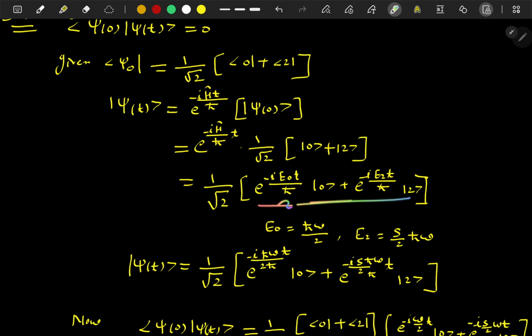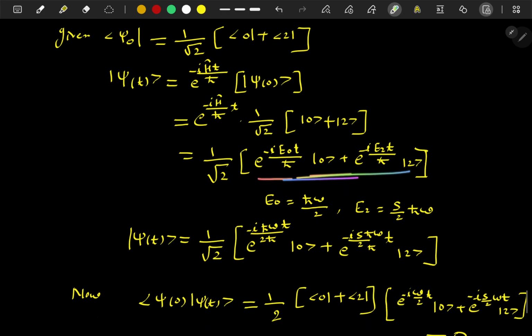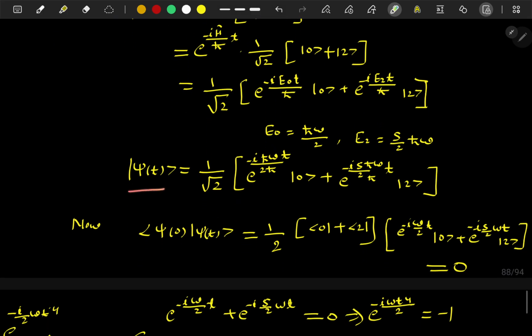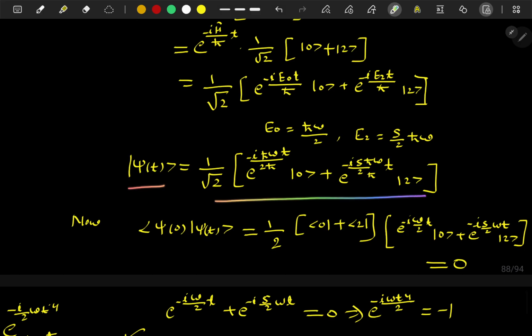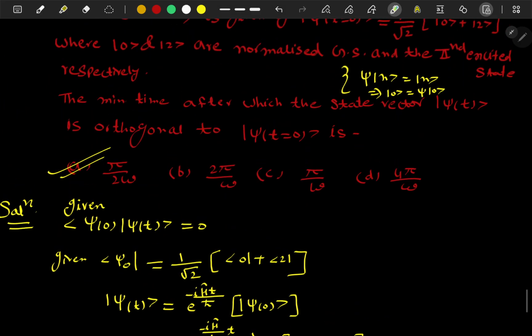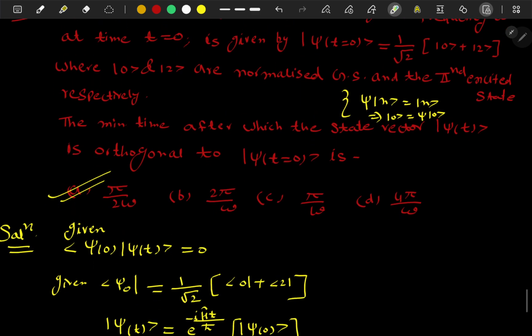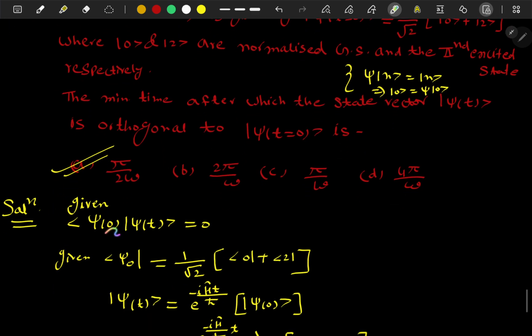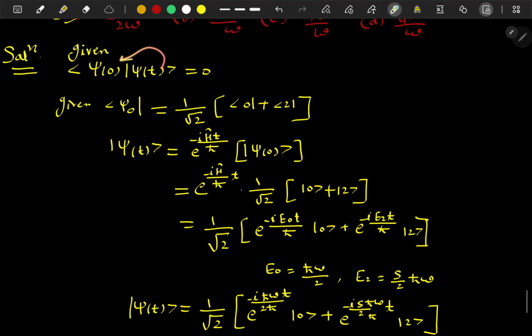So we now have ket psi. For the energy states of the SHO, the ground state is 1 by 2 h cross omega, and the second state is 5 by 2 h cross omega. Put it here. Now we need psi of 0 and psi of t. We also have to know psi 0, and we can reverse it, but if you reverse it, you will be calculating psi of t.